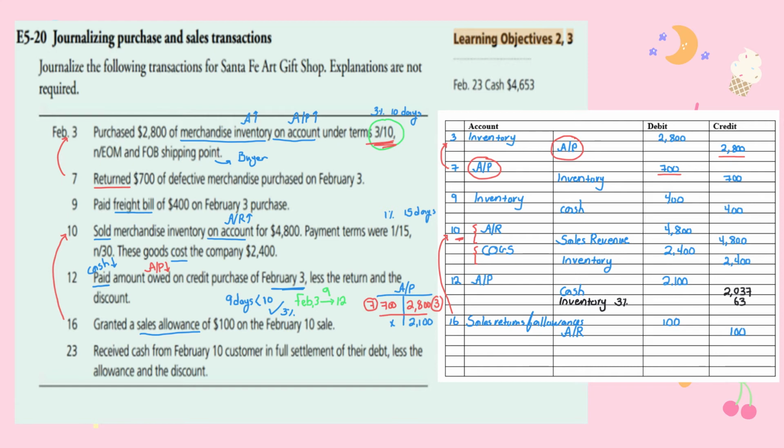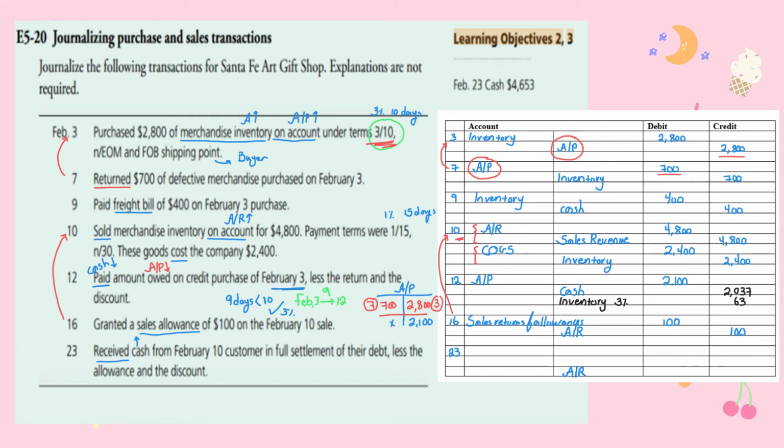Now last transaction on February 23rd, received cash, which means my cash will go up from February 10th customer in full settlement of their debt less the allowance and the discount. So cash will go up, he said, from February 10th customer. So on February 10, I recorded accounts receivable on the debit side. So I need to decrease it now because I'm receiving cash. So accounts receivable will go down on the credit side.